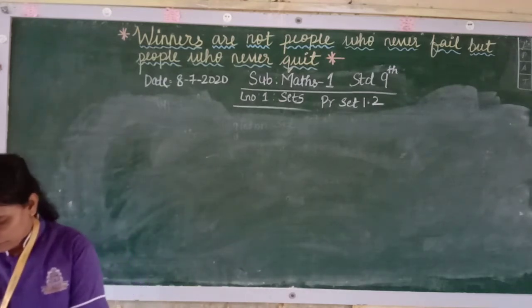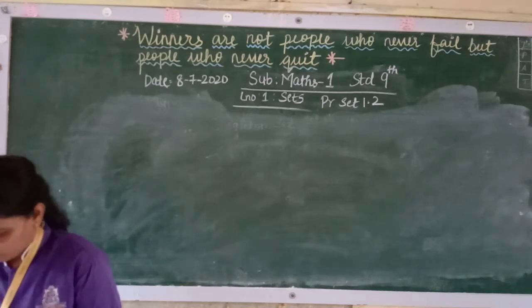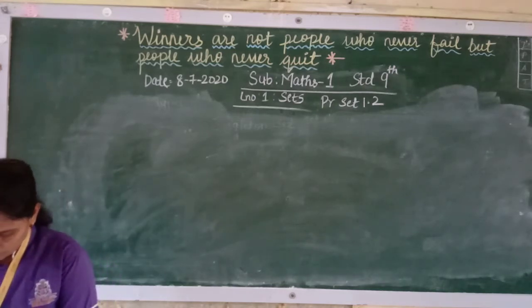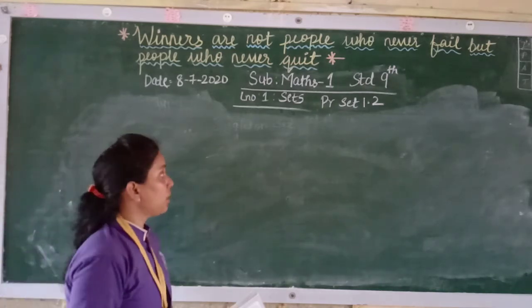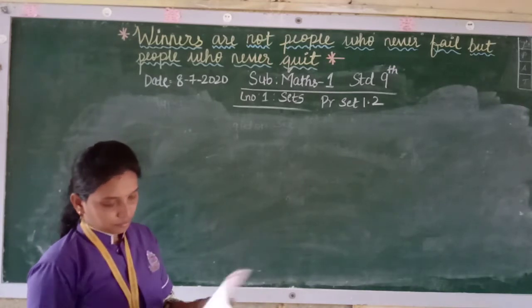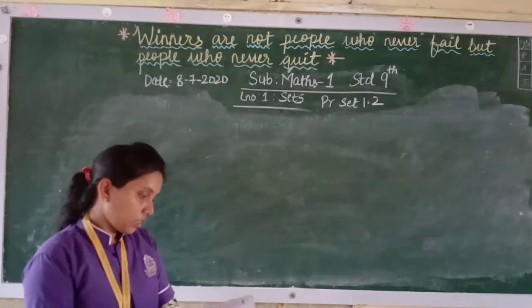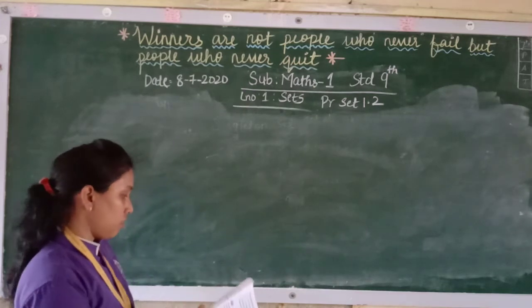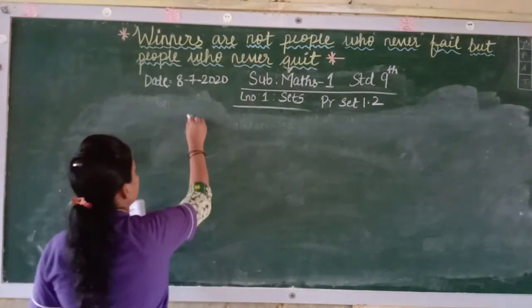Now, if you see the first sum, it is on page number 4. Before that, let's see some equal sets also.